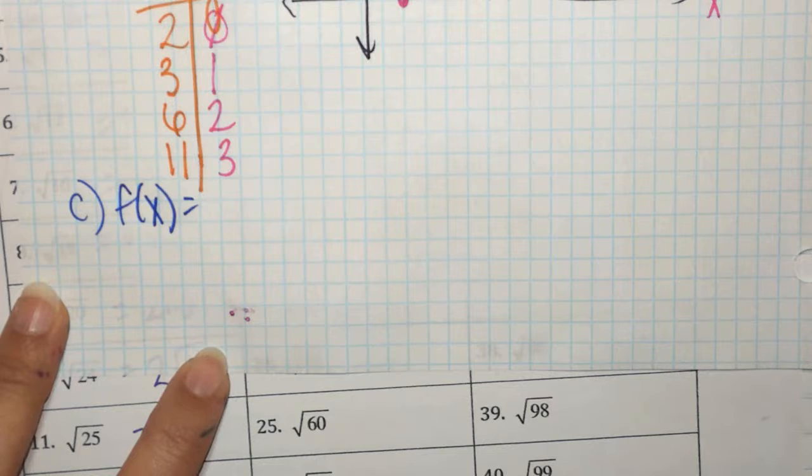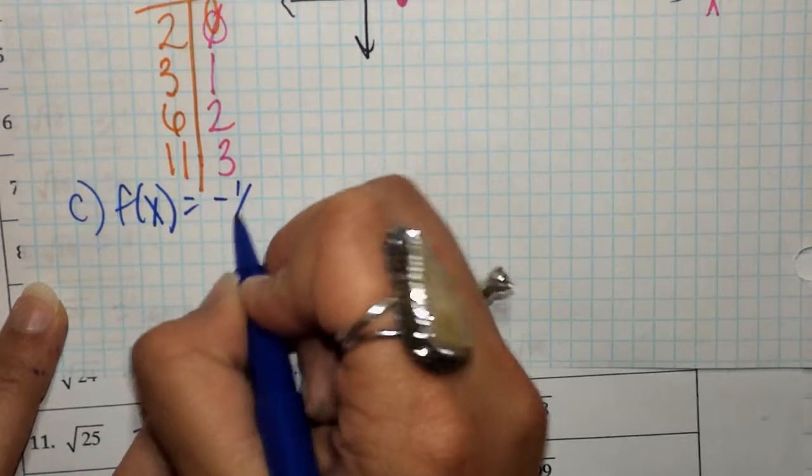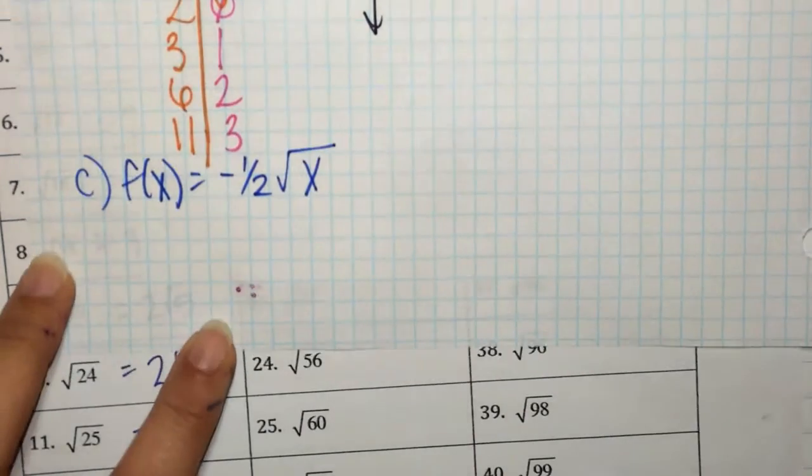Negative 1/2 times the square root of x.